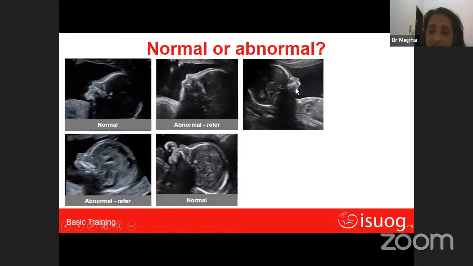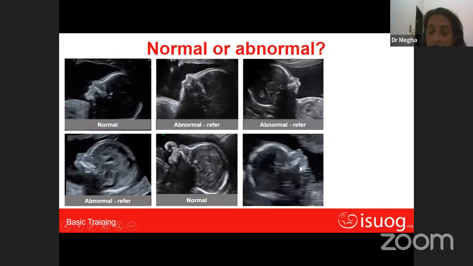Right, this again is severe micrognathia. But this is not a very satisfactory image because again, you're not able to see the chin satisfactorily, and I would have another look to see if I can get better images before I call it abnormal. So it could be normal, just that your section is not correct.